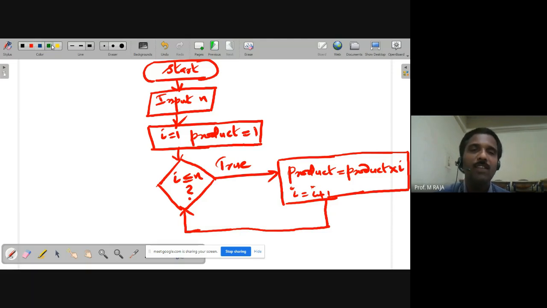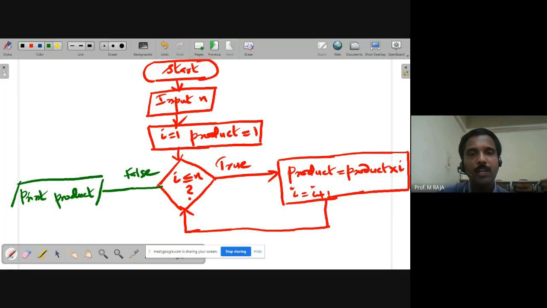At one stage, when the condition becomes false, if I less than or equal to n is false, ultimately here I write, for example, print product. This is the print statement. Or you can write the print in the next line by giving a vertical mark here. Because of space, I have written in the same arrow line: false, print product.